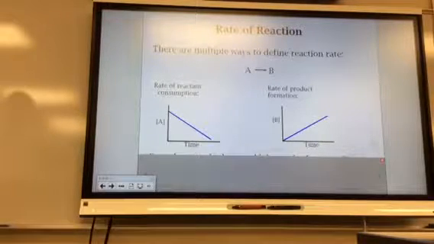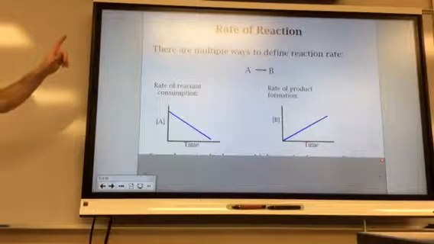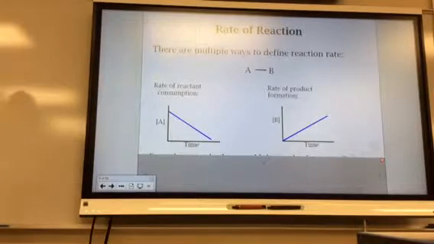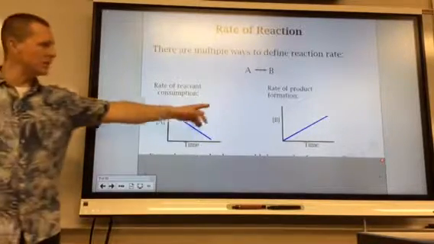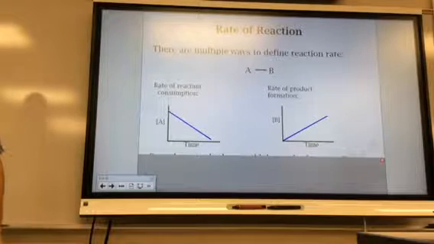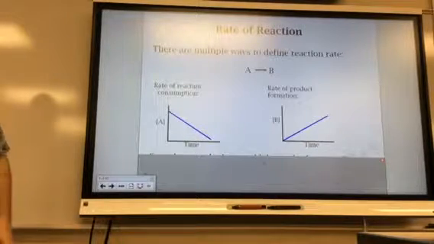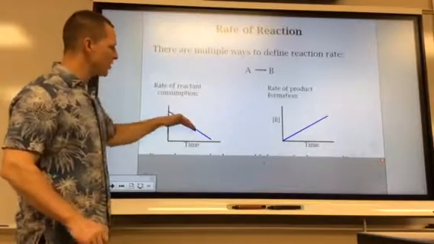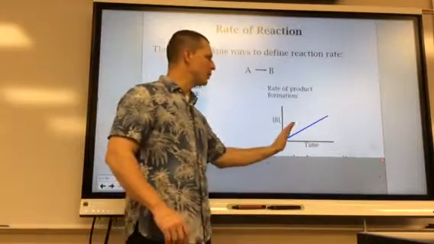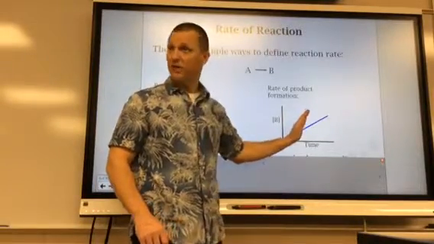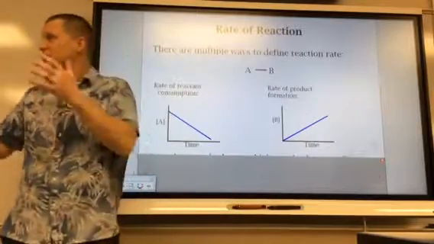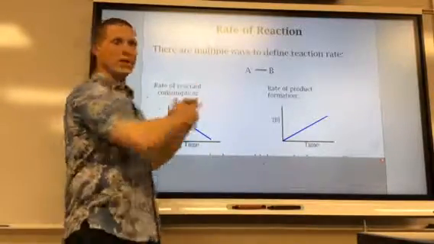Is the rate always the same? I'm going to answer your question. What if the reaction said A yields 2B? What would you be able to say about those two graphs? Would you agree that whatever A's slope was going down, B's slope going up would be twice as much as A's slope going down? So no, they're not necessarily always the same. But if they're a 1-to-1 ratio, yes, they are.